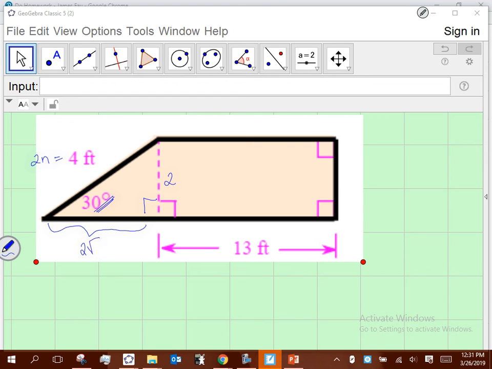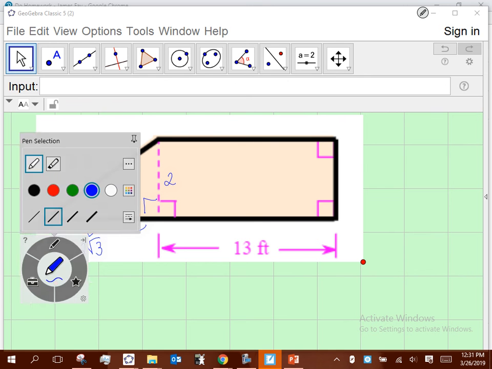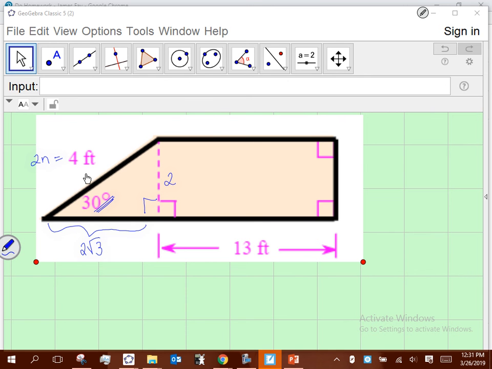2 radical 3. Okay, so if we're iffy, which I think maybe some of us are, on that setup for the special right triangles, please go back to chapter 7 and revisit that information. Chapter 8, revisit that information. Okay. But now that we've done that, do we have the area of this rectangle as being B times H? What do you want B to be?